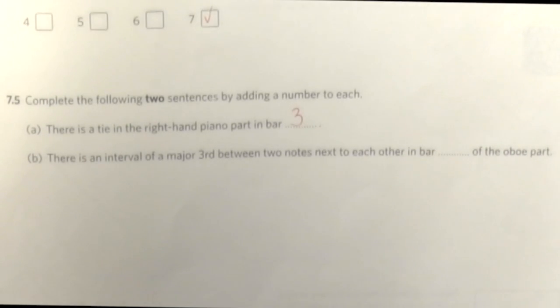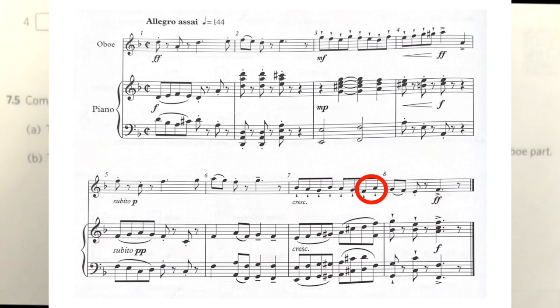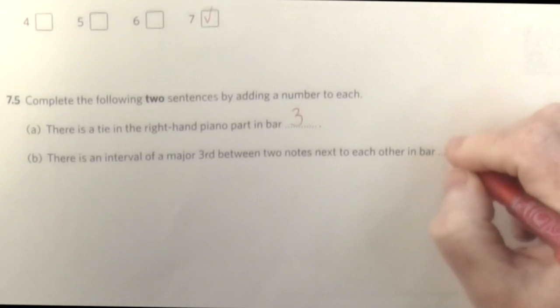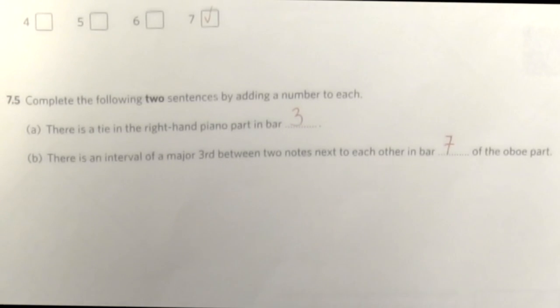There is an interval of a major third between two notes next to each other in bar 7 of the oboe part. And here they are. So it's not the one between Sol and B flat, but it's the one, because B flat makes it a minor third, but it's between Fa and La. So 7. This is it.